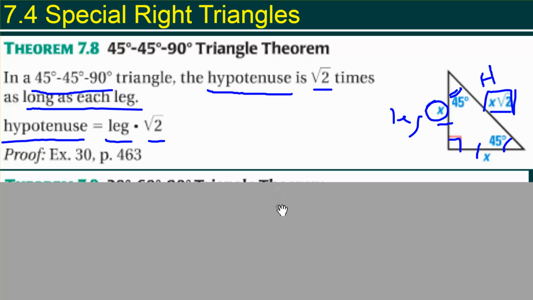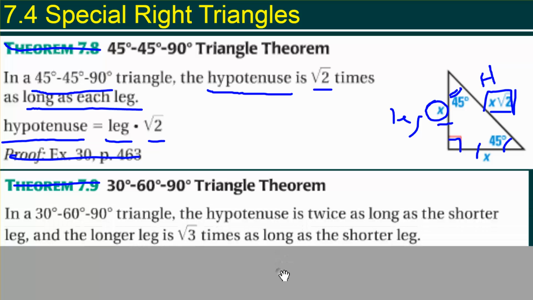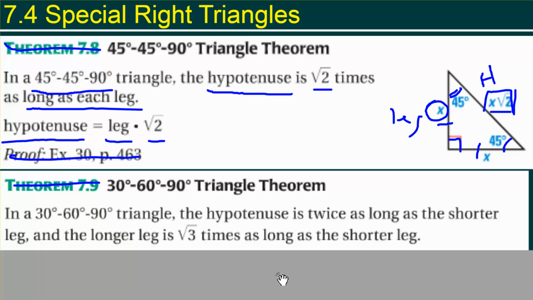We've got another one, the 30, 60, 90 triangle theorem, and don't pay attention to these theorem numbers. That's from a different text. So in these examples as well, we're just going to look at the theorems themselves. Again, if we have a 30, 60, 90 triangle, the hypotenuse will be twice as long as the shorter leg, and the longer leg is the square root of 3 times as long as the shorter leg.